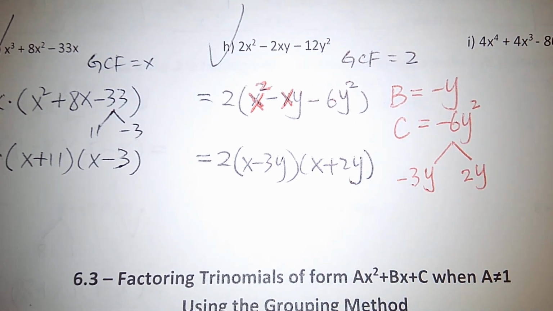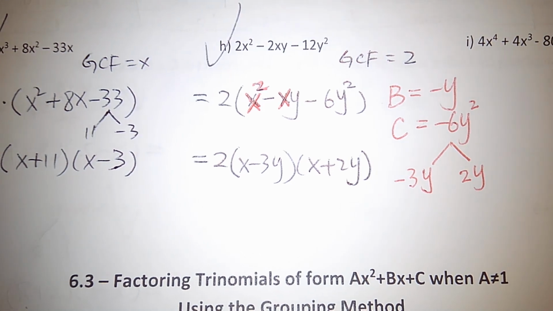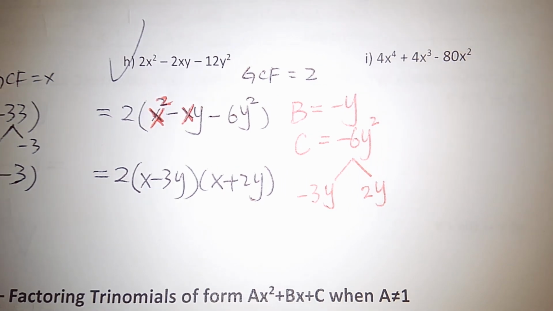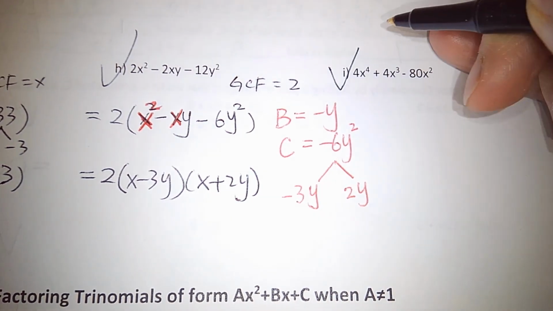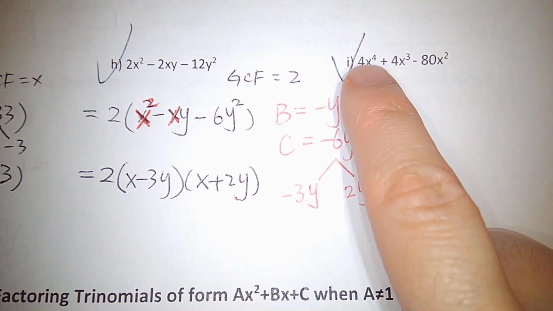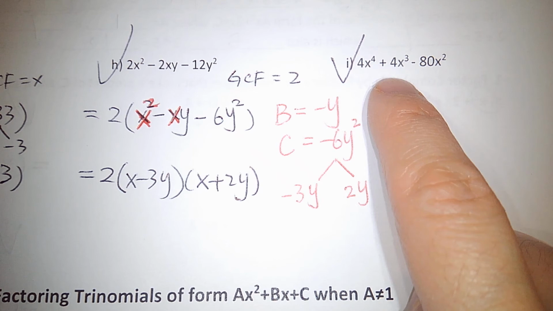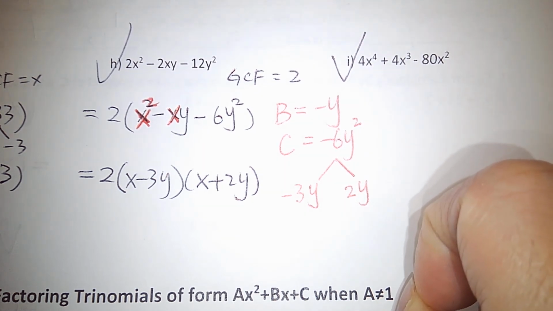Then I'm going to let you try one more question, and then I'll let you practice by yourself, okay? Now let's try question I. I'll give you a couple of minutes to give it a try. If there is a greatest common factor, factor that out, and then keep on factoring.